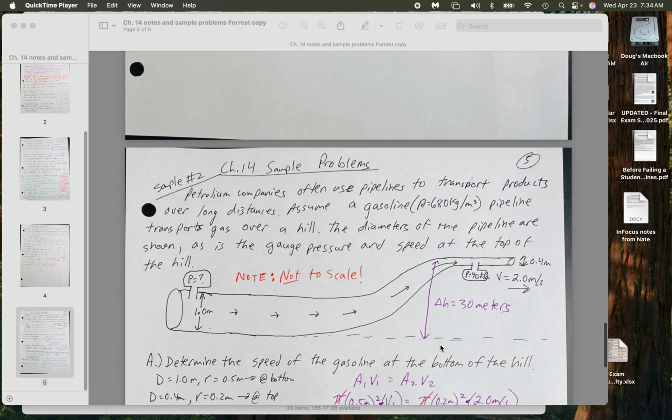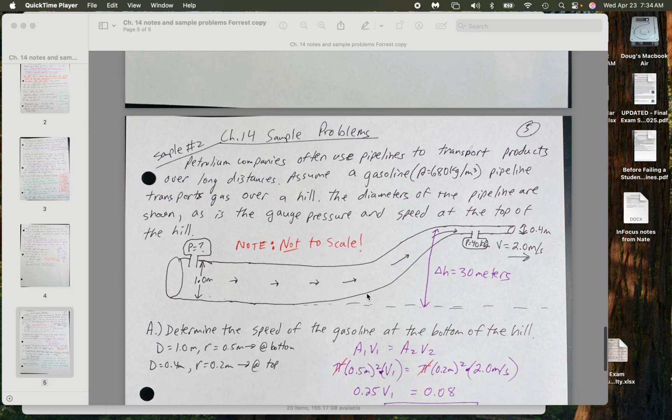For example number 2, I've got a fairly complex problem. This is about a gasoline pipeline. The density is 680 kilograms per cubic meter, and it transports gasoline over a hill. The diameters of the pipeline are shown. I've given diameters, so I'm going to have to think about that to get areas. The gauge pressure up here is 40 kilopascals, or 40,000 pascals. This height difference is 30 meters, and the speed here is 2 meters per second.